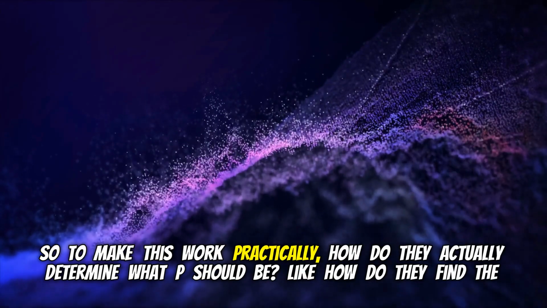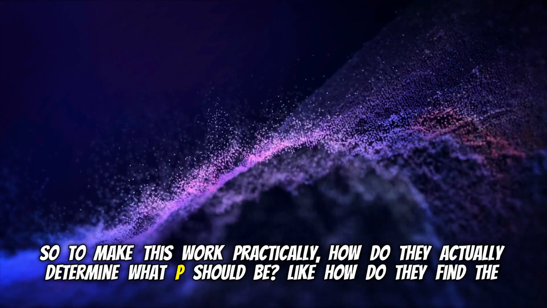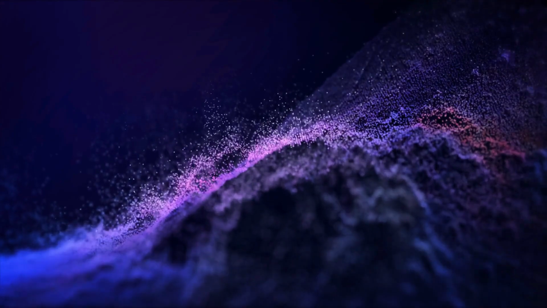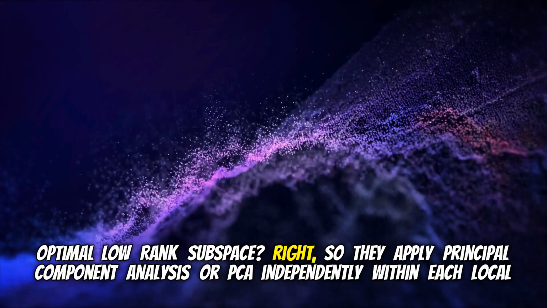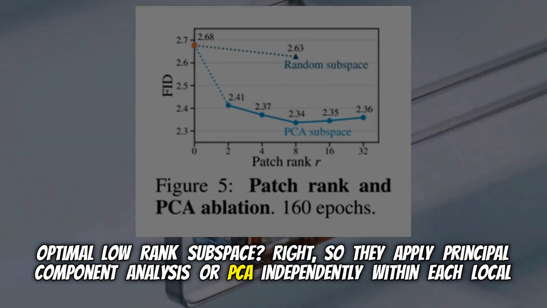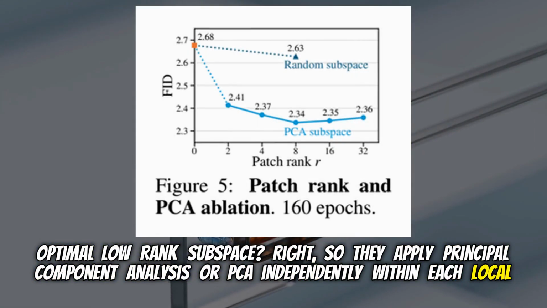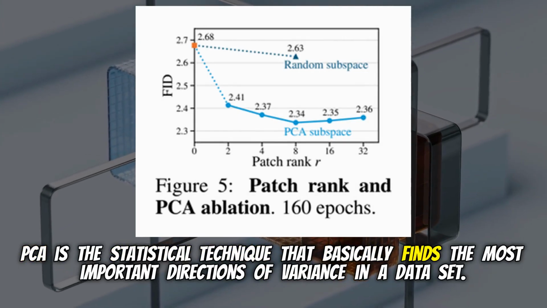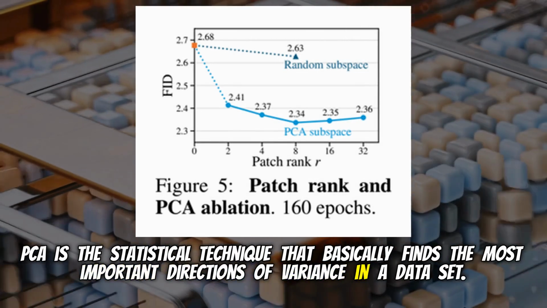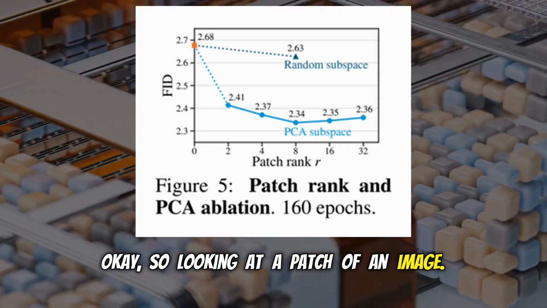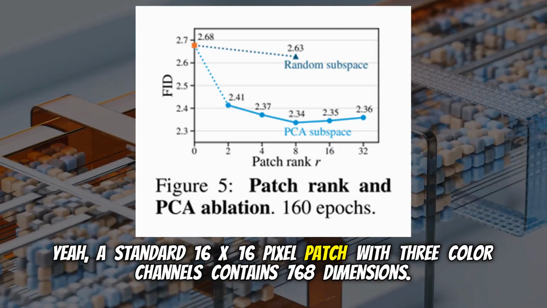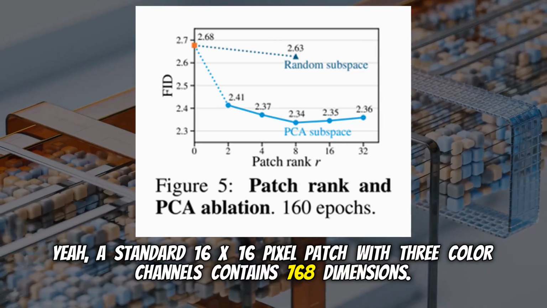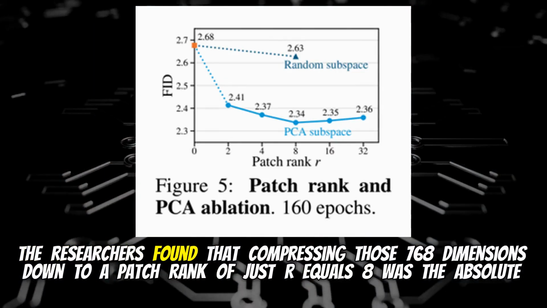So to make this work practically, how do they actually determine what P should be? Like, how do they find the optimal low-rank subspace? Right, so they apply principal component analysis, or PCA, independently within each local image patch. PCA is a statistical technique that basically finds the most important directions of variance in a data set. Okay, so looking at a patch of an image. Yeah, a standard 16 by 16 pixel patch with 3 color channels contains 768 dimensions. The researchers found that compressing those 768 dimensions down to a patch rank of just R equals 8 was the absolute sweet spot.